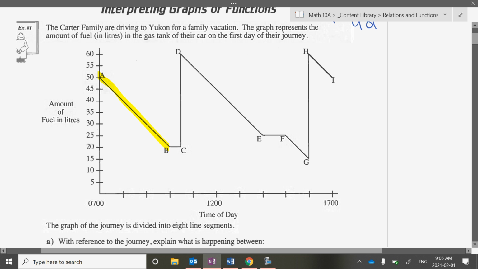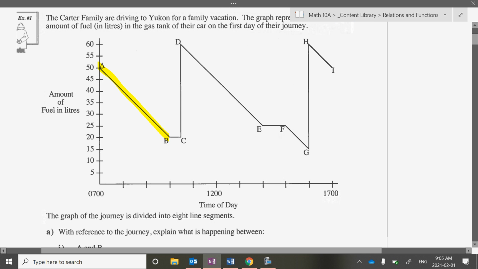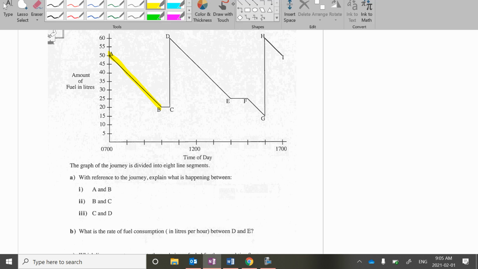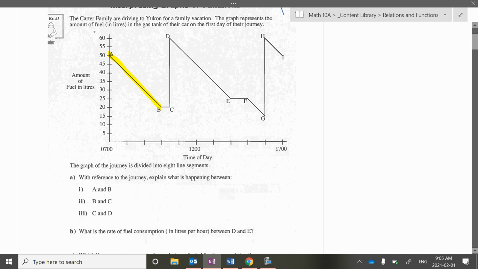Go ahead, Khalil. Good. You're totally right. I'm also looking for words like constant. So they're driving at a constant speed, right? We can tell it's a constant speed because that line is at a constant decrease. If they were speeding up and slowing down, it would be more jagged and varied. So they're driving at a constant rate for how long? Good.